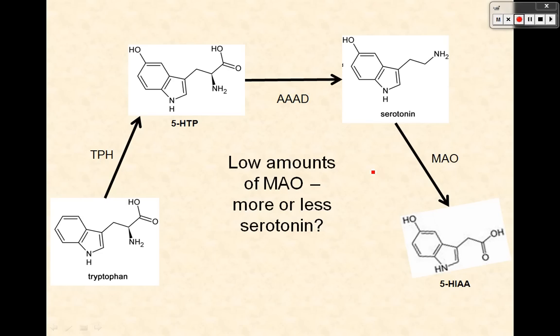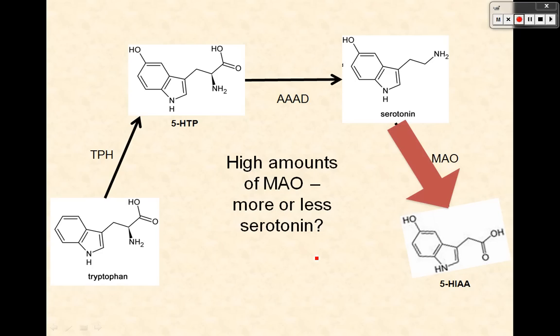If you had low amounts of MAO, would you expect more or less serotonin? So not as much MAO, you're going to have more serotonin because the serotonin is not being converted into 5-HIAA. What if you had high amounts of MAO? Would you have more or less serotonin? So if you had more MAO, you would expect less serotonin.